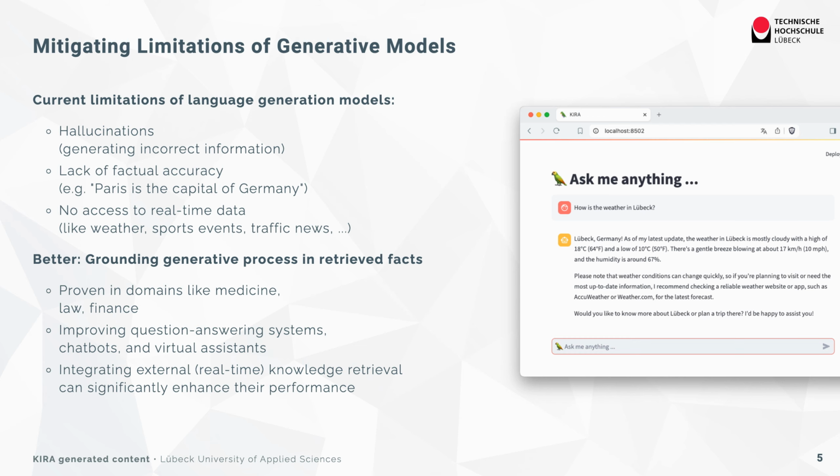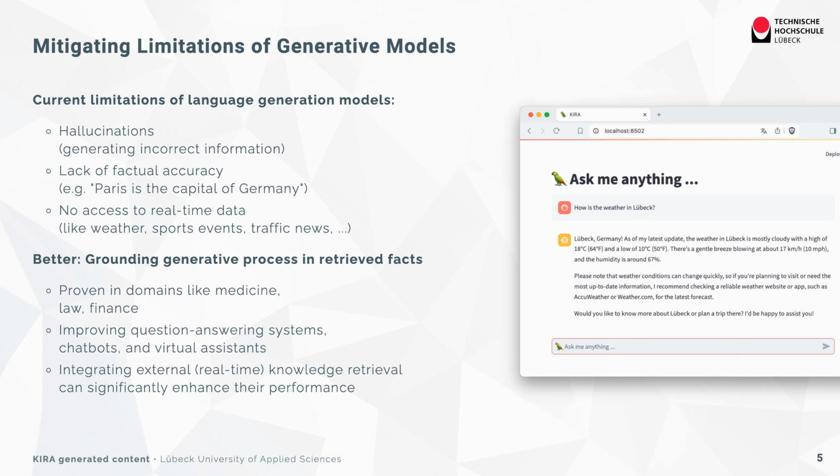Hallucinations and the lack of factual accuracy are two main challenges traditional language generation models face. These models are prone to generating incorrect information, harming the generated text's quality and reliability. Traditional language generation models predict the next word or character, which can produce incorrect information. For example, a model might say that Paris is the capital of Germany, which is grammatically correct but factually incorrect. Researchers have developed a new approach called retrieval-augmented generation to overcome these limitations. This approach anchors the generation process in accurate and verifiable facts, reducing hallucinations.